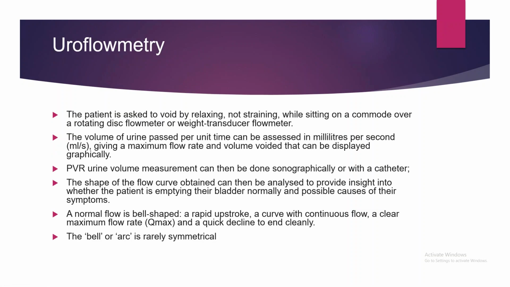So what exactly are you going to do in the uroflowmetry? Here the patient is asked to void by relaxing, not straining. Remember, not straining, while sitting on a commode over a rotating disc flow meter, or weight transducer flow meter. The volume of urine passed per unit time can be assessed in ml per second, giving a maximal flow rate and volume voided that can be displayed graphically. I will show you after this exactly what it means. Then post-voidal urine volume can be measured either by ultrasound or with a catheter.